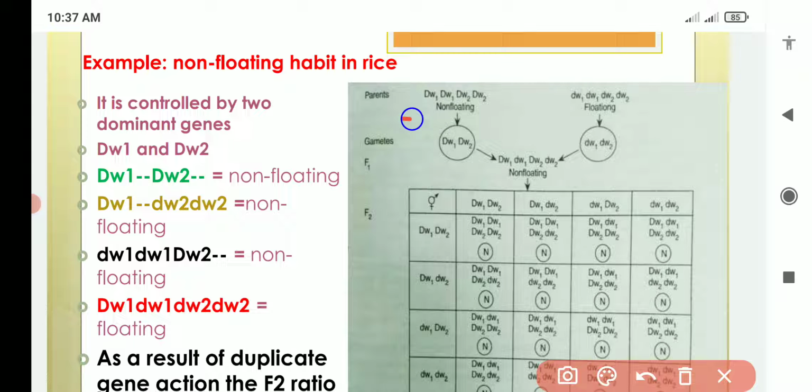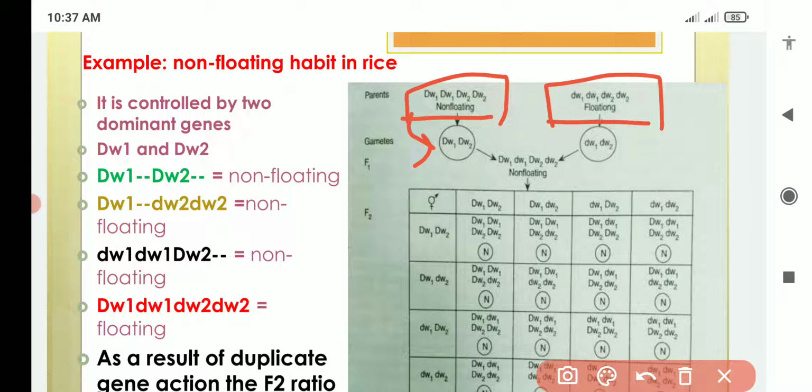So these are the parents. This is the non-floating and this is the floating type of parent. The non-floating parent has the dominant alleles of both genes, that is capital DW1, capital DW1, capital DW2 and capital DW2. So it will form the gamete capital DW1, capital DW2. The floating type is observed when the recessive alleles of both genes are present, that is small dw1, small dw1, small dw2, small dw2. So it will result in gamete small dw1, small dw2.